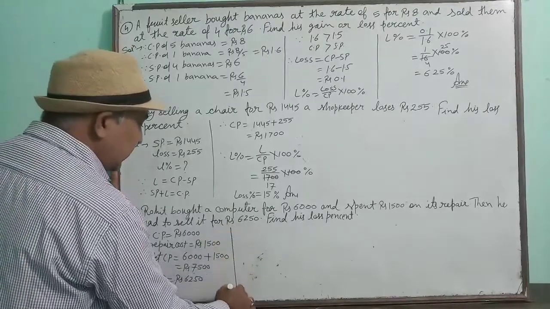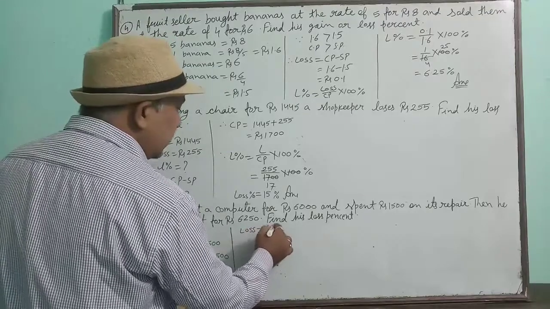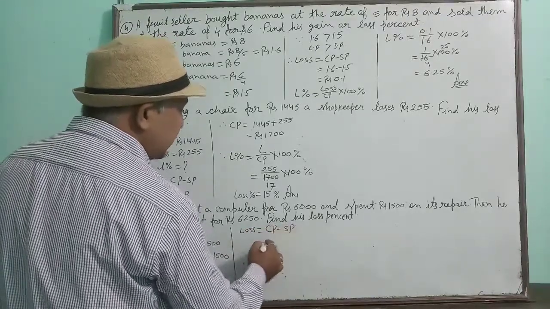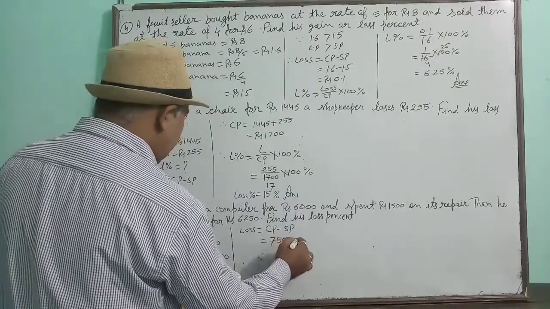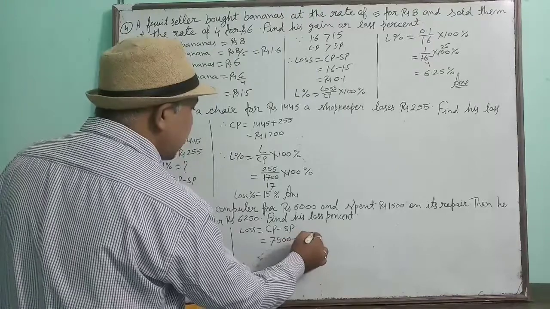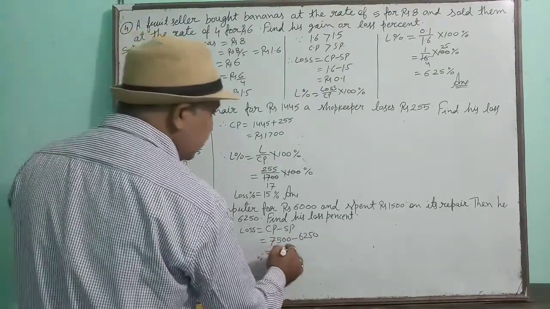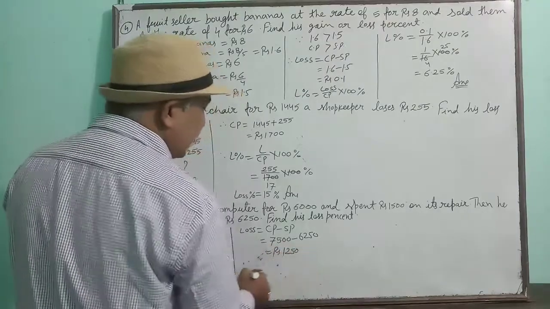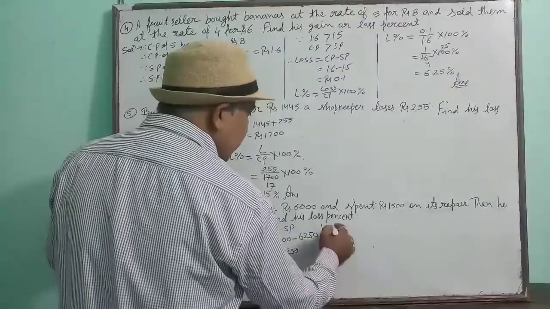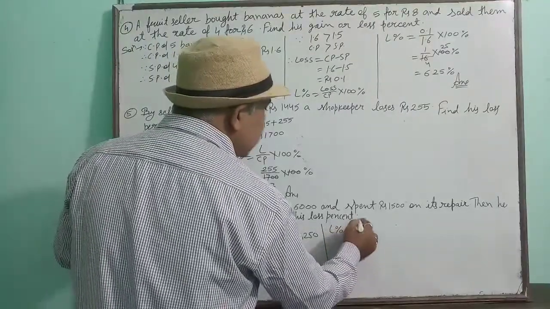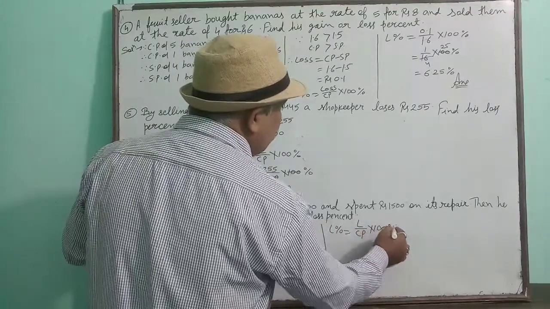So children, to find the loss percent, first we will find the loss, and we know that loss is equal to cost price minus selling price. That means 7,500 minus 6,250. By subtracting it, you will get 1,250 is the loss. Then what will be the loss percent, children? Loss percent is equal to loss upon CP into 100%.